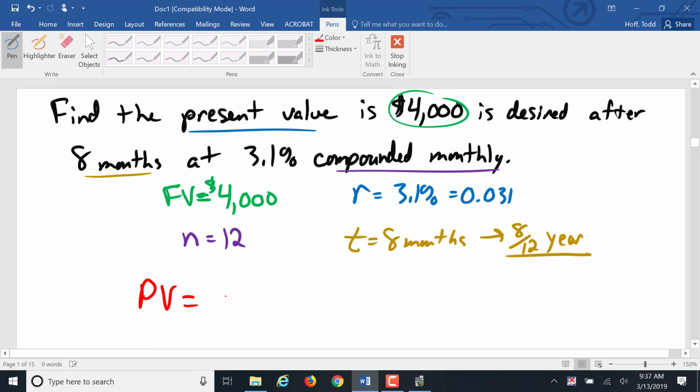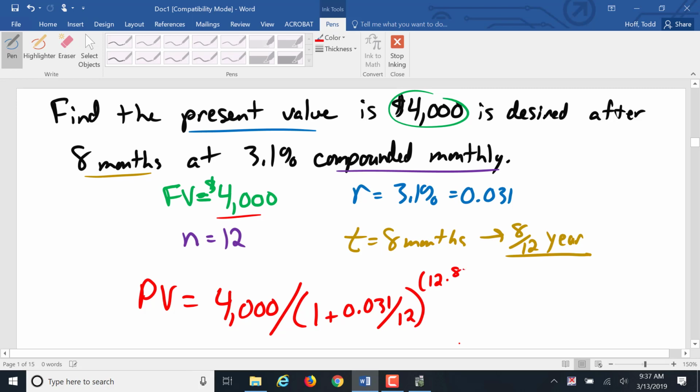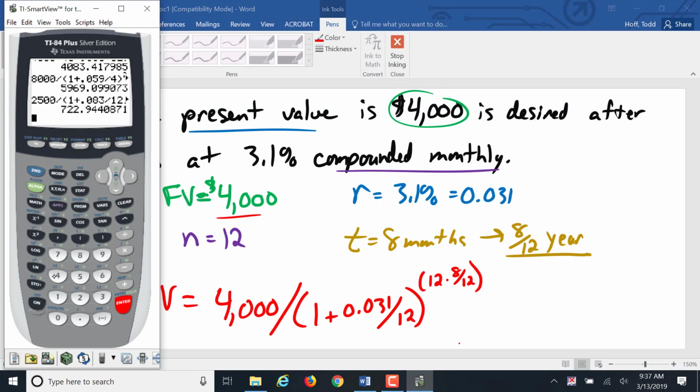So that present value is equal to that future value of $4,000 divided by 1 plus 0.031 divided by 12 to the power of N is 12 and T is 8/12 of a year. So in the calculator, we're going to put in 4,000 divided by parentheses 1 plus 0.031 divided by 12. Close our parentheses to the power of, and we'll open parentheses in the power, 12 times 8 divided by 12. Close that parentheses and hit enter.